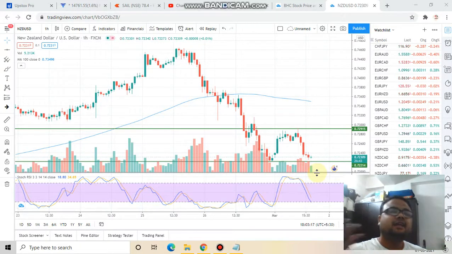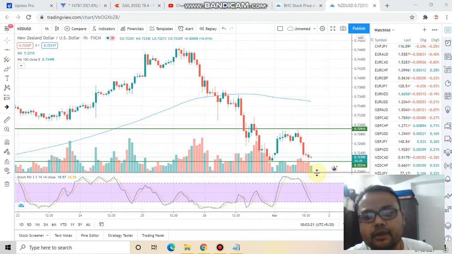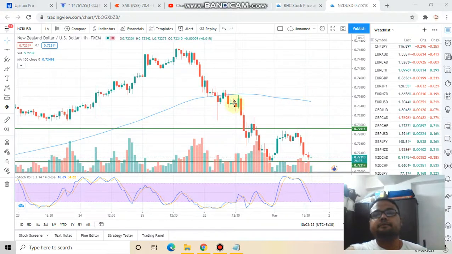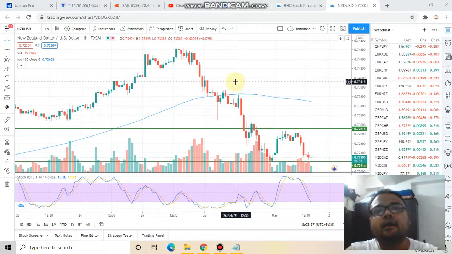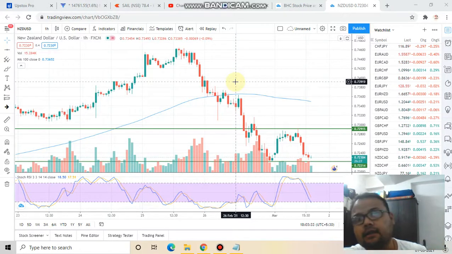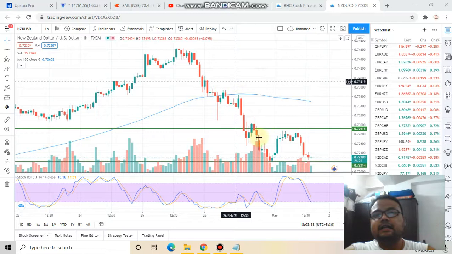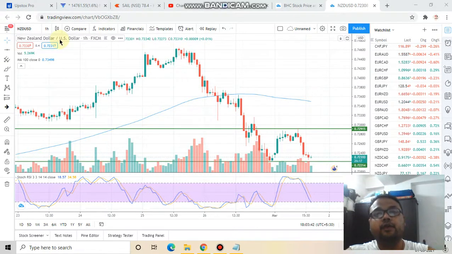If you're using any indicator of your own choice, or say any candlestick pattern, then it's up to you. You can also use that, but confirmation is important, because it's your hard-earned money, and you should have some discipline. So the first and foremost duty of a trader is to protect the capital, and you can only protect the capital when you have some discipline. So this is the analysis of NZD USD for 1st March 2021 Monday.